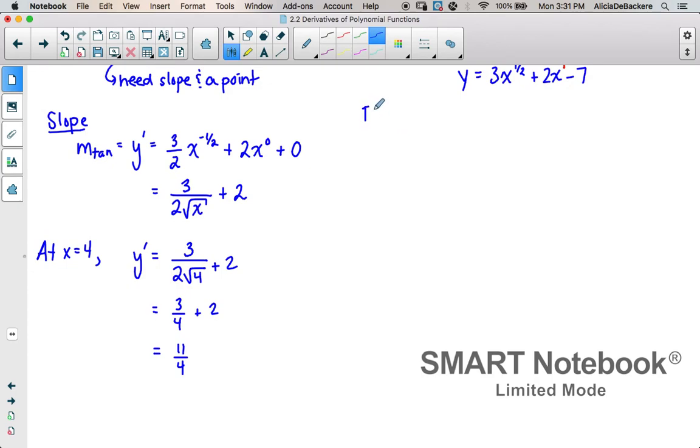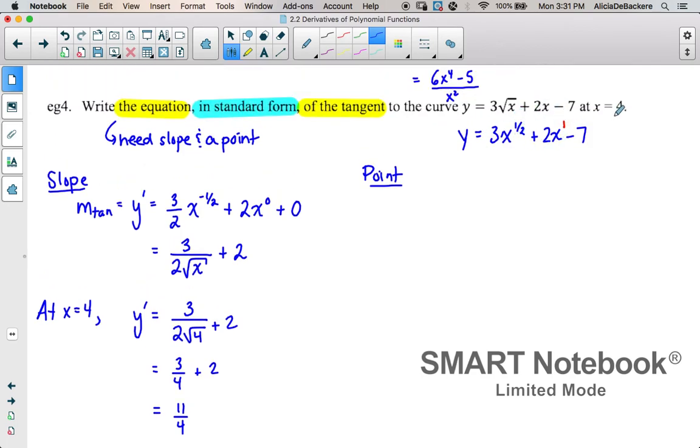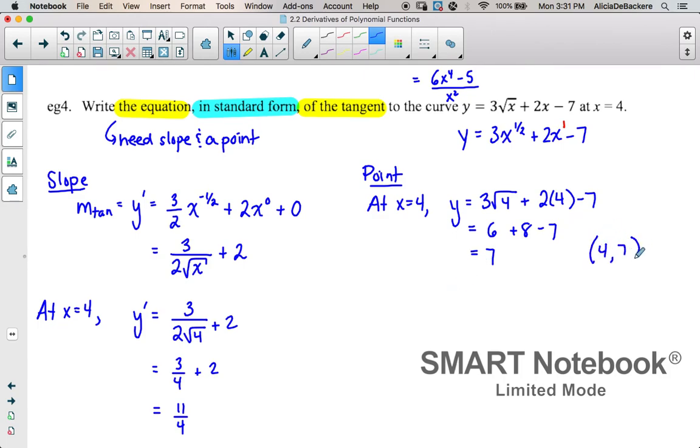Now, in order to come up with the equation, we also need a point. To come up with the point, all we're doing is subbing the x value into the original function. So again, I don't have function notation, so I'm going to write out at x equals 4. The y value is, and then I'm just going to plug it in. I'm going to use the original. And so we've got 3 times 2 here. And so we've got 7 overall. So we've got our point. Our point then is 4, 7. We've got our slope, so we can come up with our equation.